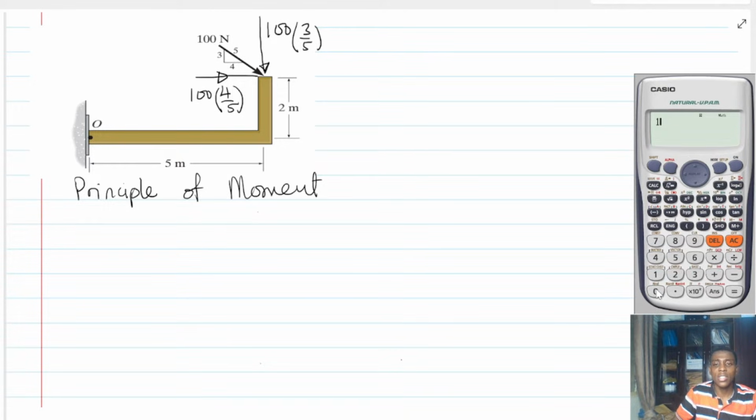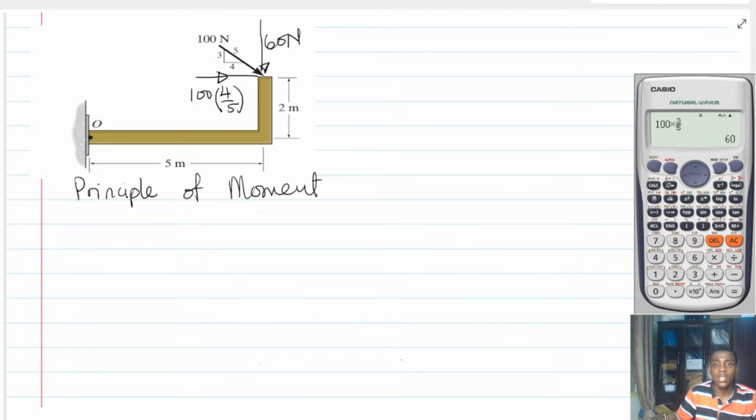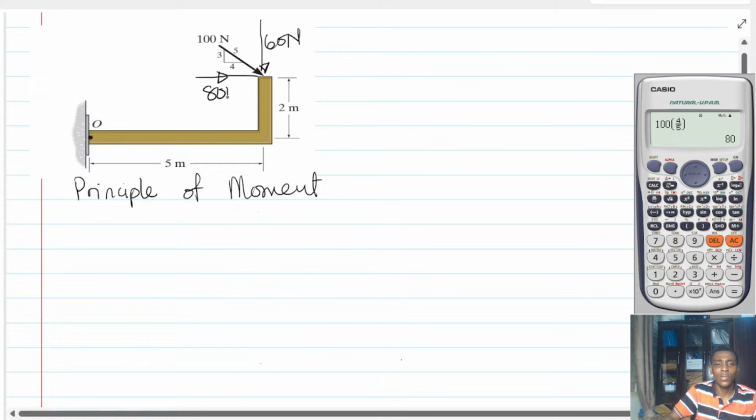So what is 100 on 3 on 5? Let's pick our calculators. 100 multiplied by 3 on 5. So that is 60. It means that the Y component of this force is 60 newtons. Similarly, the X component is going to be 100 multiplied by 4 on 5. That is 80. It means that the X component is 80 newtons.